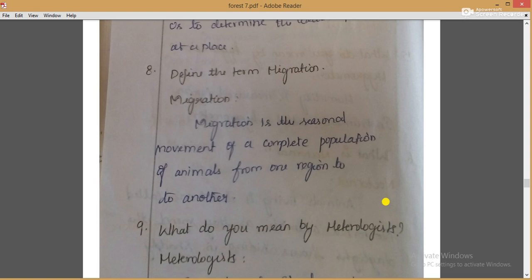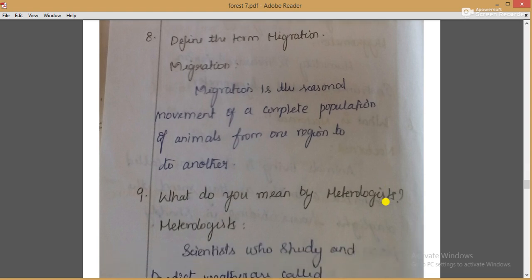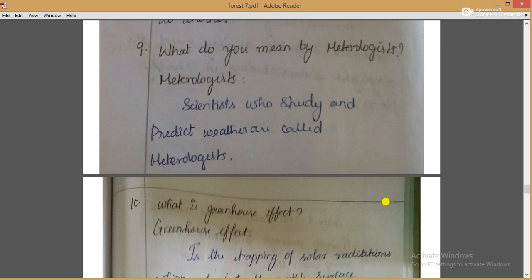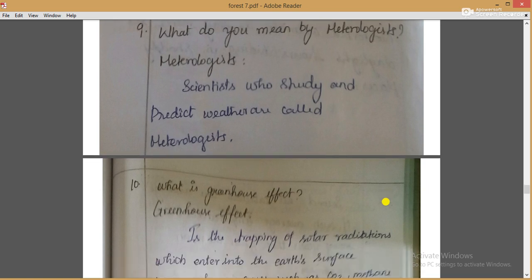Then, what do you mean by meteorologist? The scientists who study and predict weather are called meteorologists. Actually, scientists tell how the weather is here, predict it and study it. That is the work of the meteorologist.